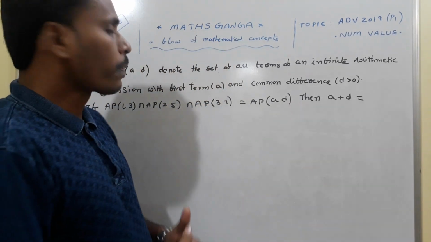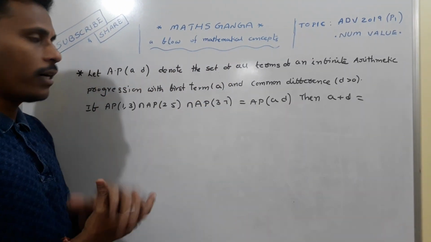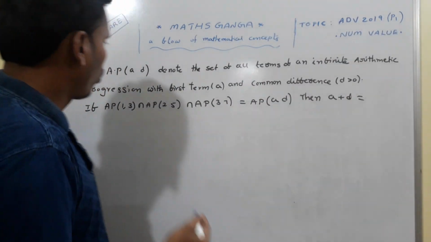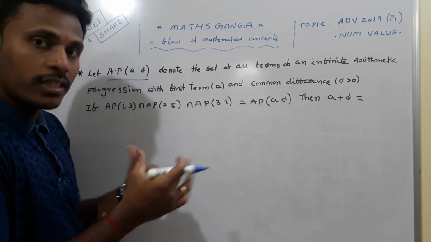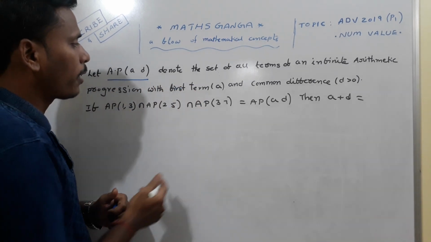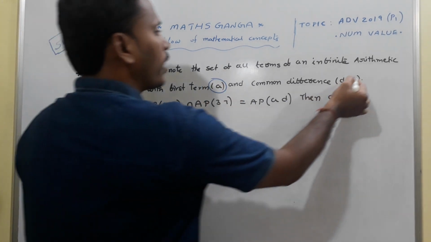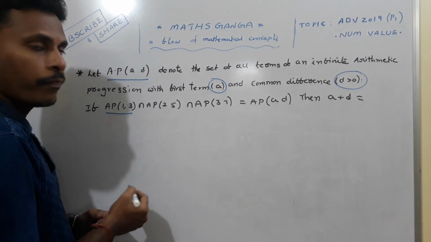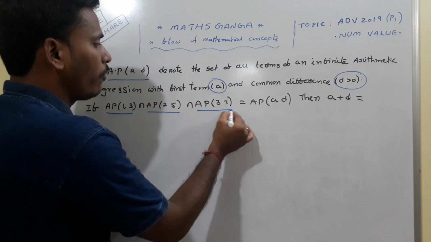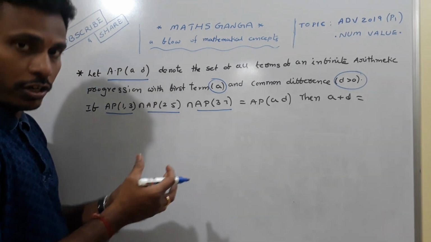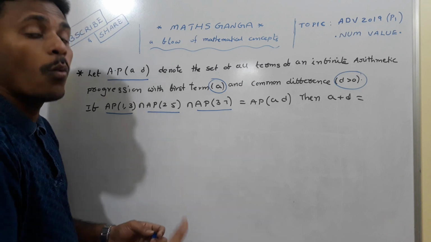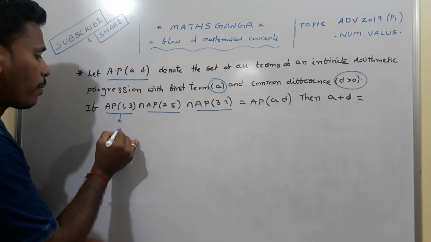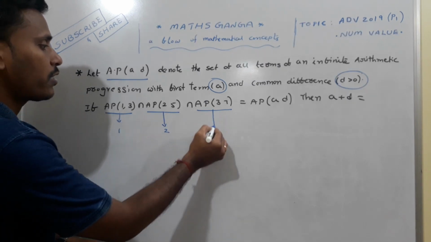If you see the question, they mention that A comma D denotes the set of all terms of an infinite arithmetic progression. AP(A, D) denotes the set of all terms of an infinite arithmetic progression whose first term is A as well as common difference is D. And they mention that AP(1, 3), AP(2, 5), AP(3, 4) are three arithmetic progressions. That means these are three sets which contain terms of arithmetic progressions whose first terms are 1, 2, 3.